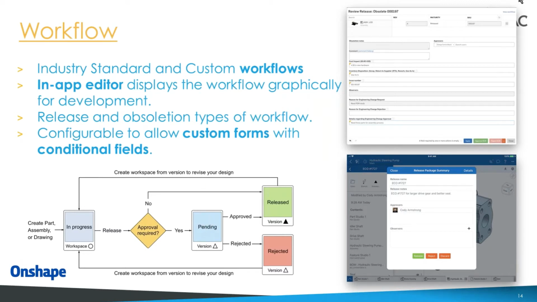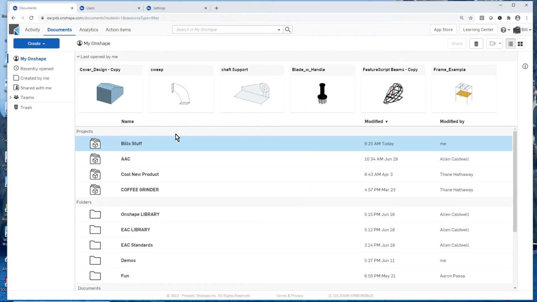So that's a little bit of an overview of Onshape, but let's start working with the software itself. When you log in to Onshape, this is basically your home page, and it's showing parts that I've recently been working with. Down here are different folders that either I've created or other people have given me access to.